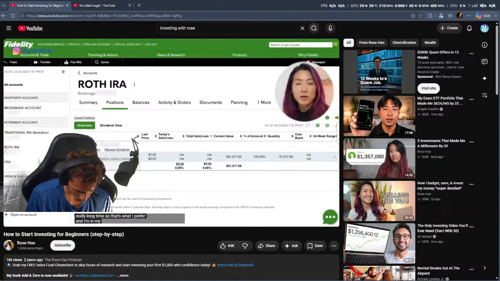Robinhood's fine for what you're doing right now. You're just buying VOO, practicing with small money. Robinhood is simple and easy for them. The lady's not wrong.